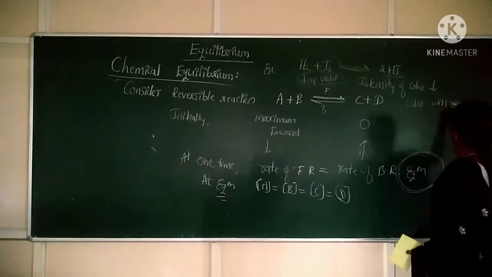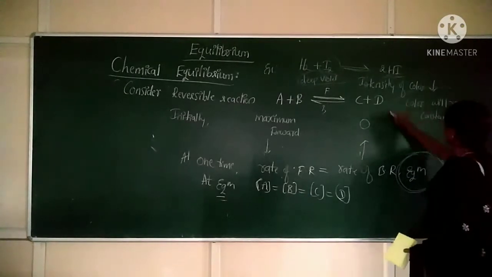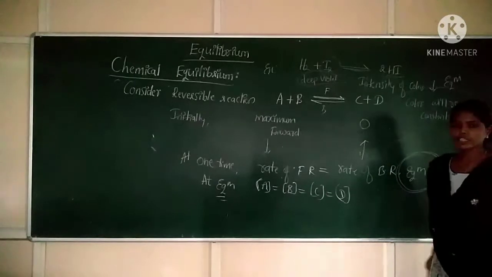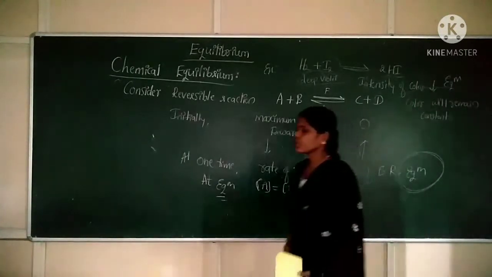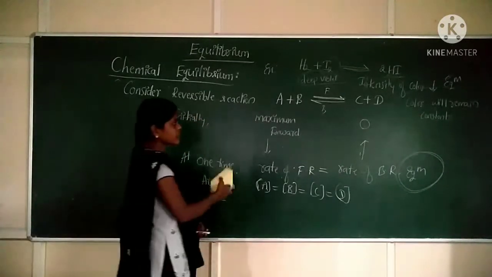Or intensity of color will remain constant. So that state is said to be what? Equilibrium. So this is about the what? Chemical equilibrium. We can represent this reaction by means of a what?